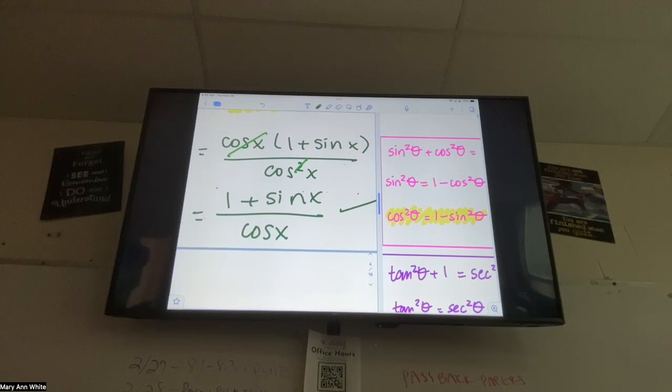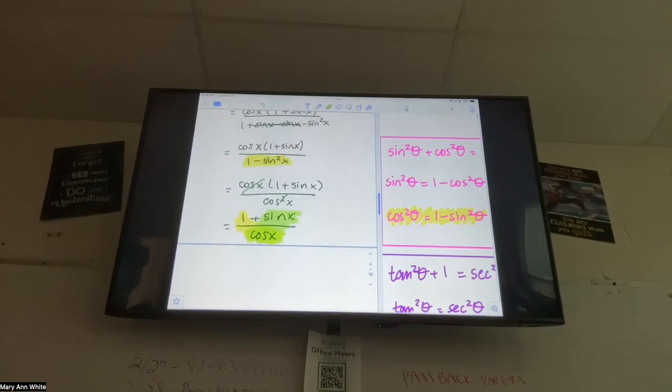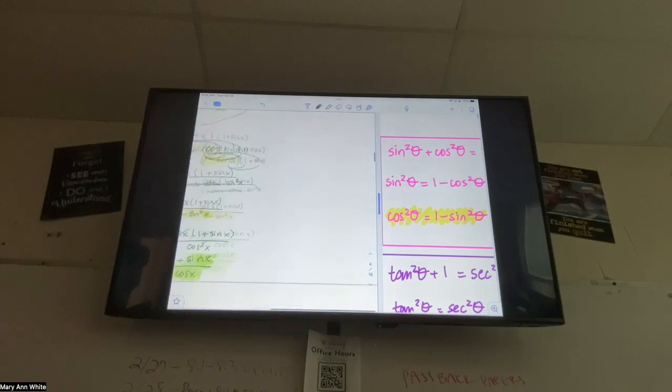Do you know how I can split this fraction apart? What's one of my fractions going to be? 1 over cosine. What's my other fraction going to be? Sine over cosine. So since they have a plus sign on top, you can split them, but you need the denominator to go with both pieces, okay? So I'm gonna make this 1 over cos plus sine over cos.